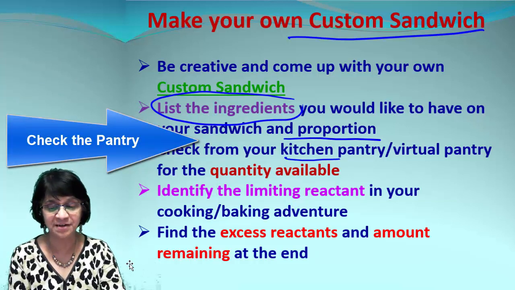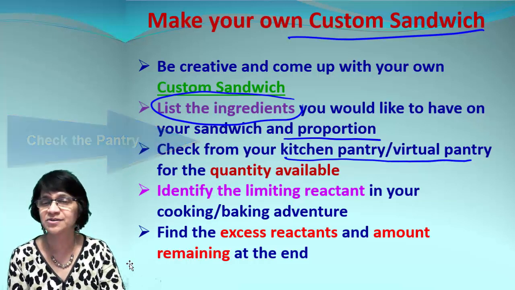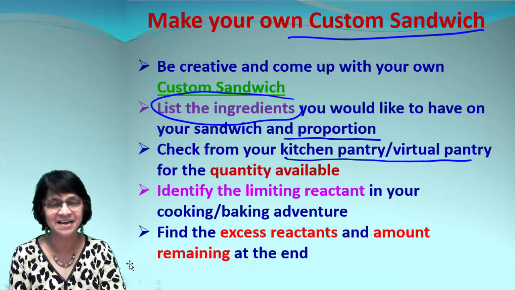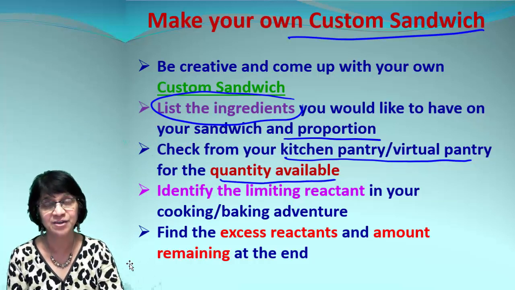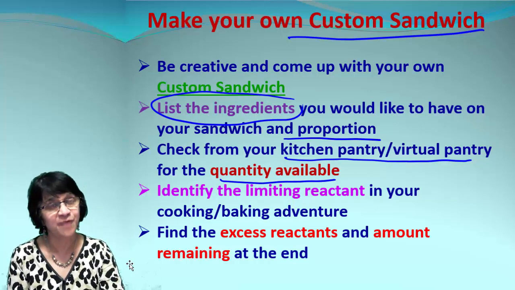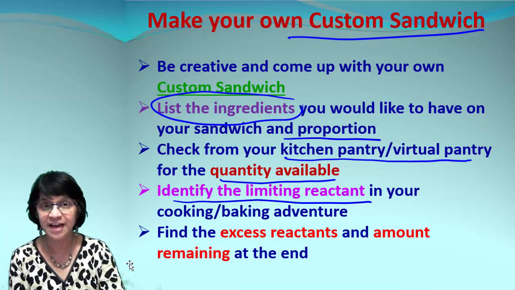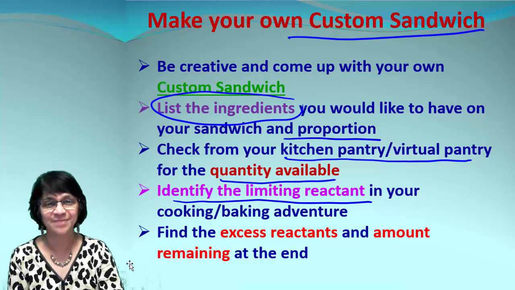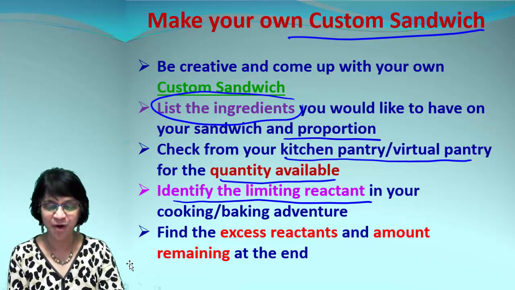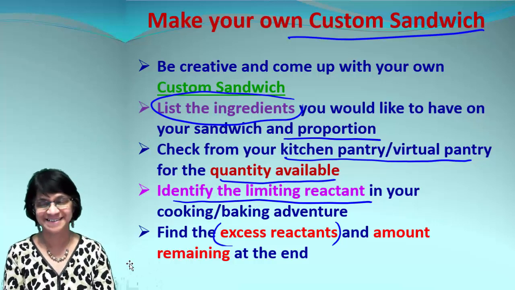Check your kitchen pantry, or if you don't want to look in your real kitchen pantry, you can also come up with your virtual pantry and then think about what quantity will be available for you to make your sandwiches. Then you're going to sit together and find out, with the proportion, how many sandwiches or products you can make, and then which one gets over first. So that will be your limiting reactant. And at that point, you can easily find the excess reactant after you're done with making sandwiches.